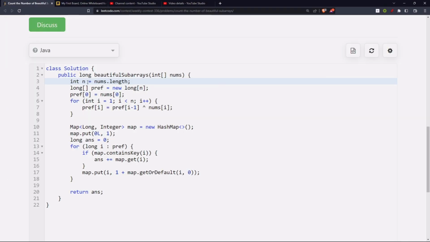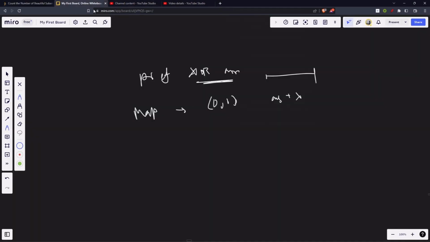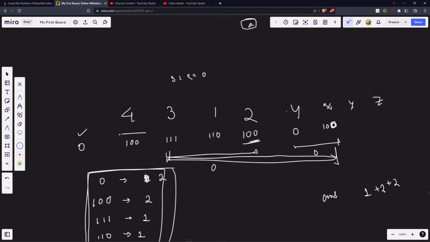So this is our code. We record the length. Okay. We'll take a prefix array. We take long just for safety. Prefix of 0 is nums of 0, right? Because initially we have 0, and 0 XOR 4 is 4 only. So in the first position, we have the nums of 0 only, right? Just see here. In the first position, we have this number only, right?